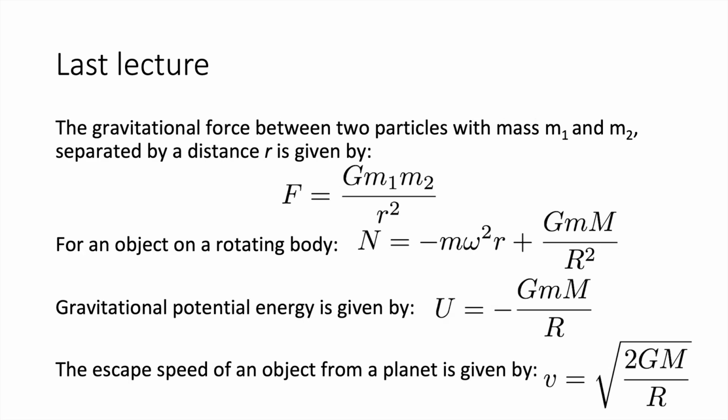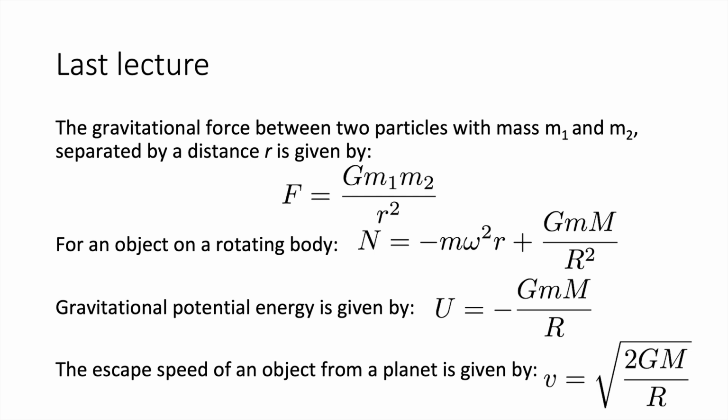In the last lecture, we saw Newton's law of universal gravitation, which tells us that the gravitational force between two particles with mass m1 and m2 separated by a distance r is given by F is equal to G m1 m2 on r squared, where G is the universal gravitation constant. We saw that for an object placed on a rotating body, such as a planet, the normal force, which is analogous to what the scales measure, is given by minus m omega squared R plus G M m on R squared, where the little m stands for the mass of the object and the capital M stands for the mass of the planet. The capital R here is the radius of the planet.